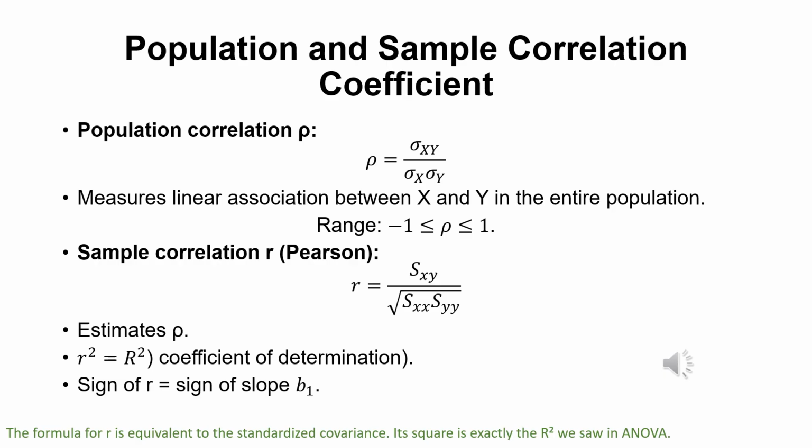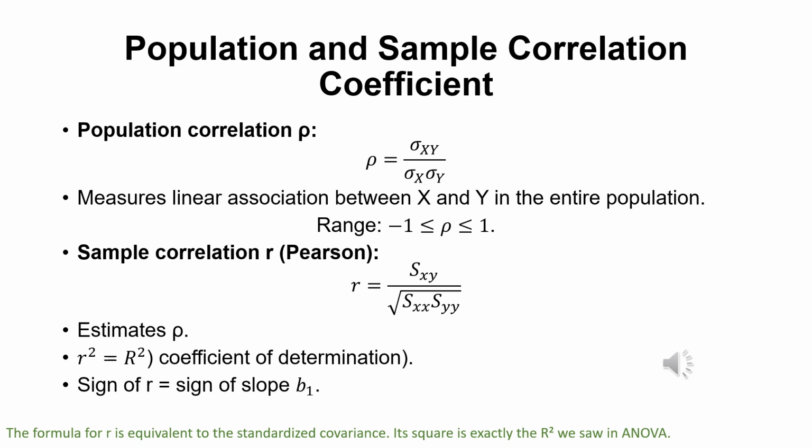The formula for the sample correlation coefficient is r equals Sxy divided by the square root of Sxx times Syy. This is equivalent to the standardized covariance. It scales the covariance by the product of the standard deviations. A key result is that r squared equals the coefficient of determination we saw earlier, so the square of the correlation is exactly the proportion of variance explained by the linear regression.